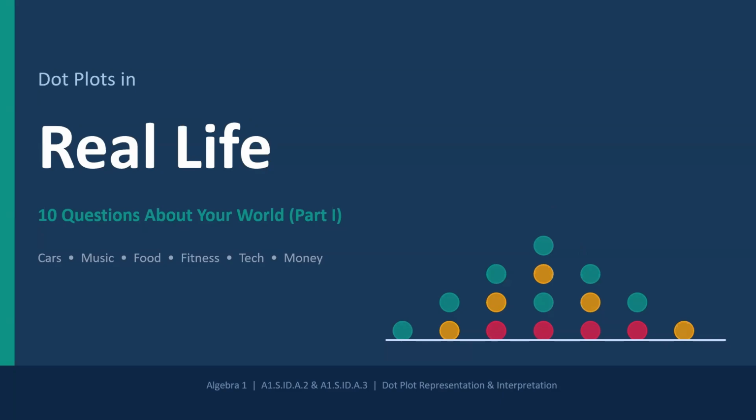Hello and welcome. Have you ever wondered how your habits compare to others? Like how much people spend, how much they sleep, or how much time they spend on their phone? Today we are going to use dot plots to answer real questions about real life. Things like cars, money, fitness, and technology. This is not just about making graphs. It is about using data to make decisions and understand what's typical and what's not.